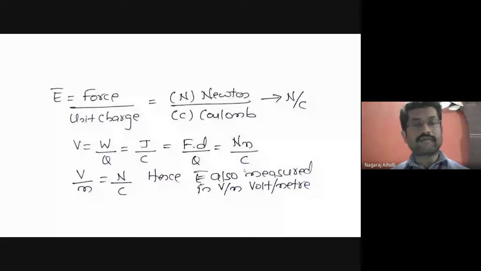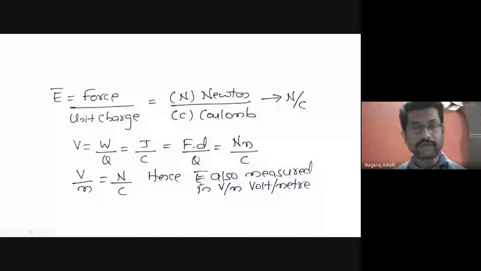Let us find the unit of electric field strength, or the electric field intensity. E bar is force per unit charge, force divided by charge. The force unit is Newton and the charge unit is Coulomb, so it is Newton per Coulomb. What is the unit of potential?